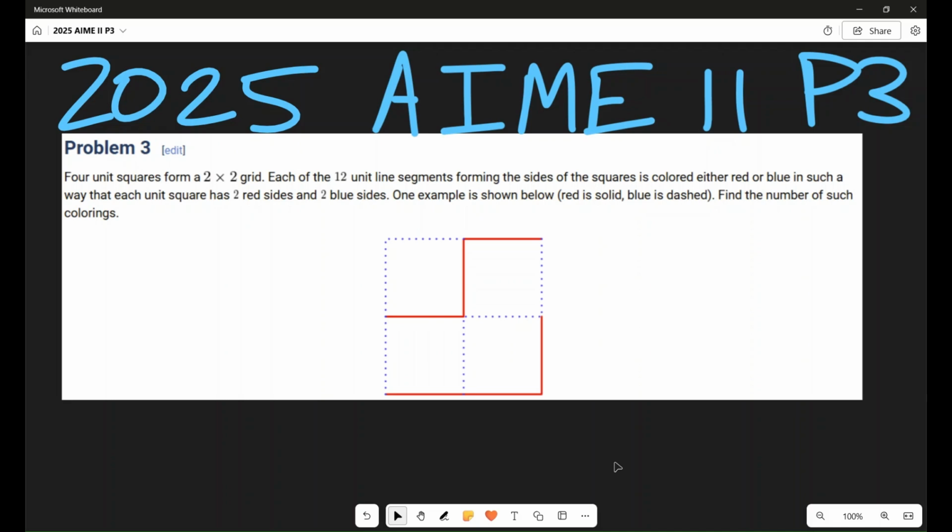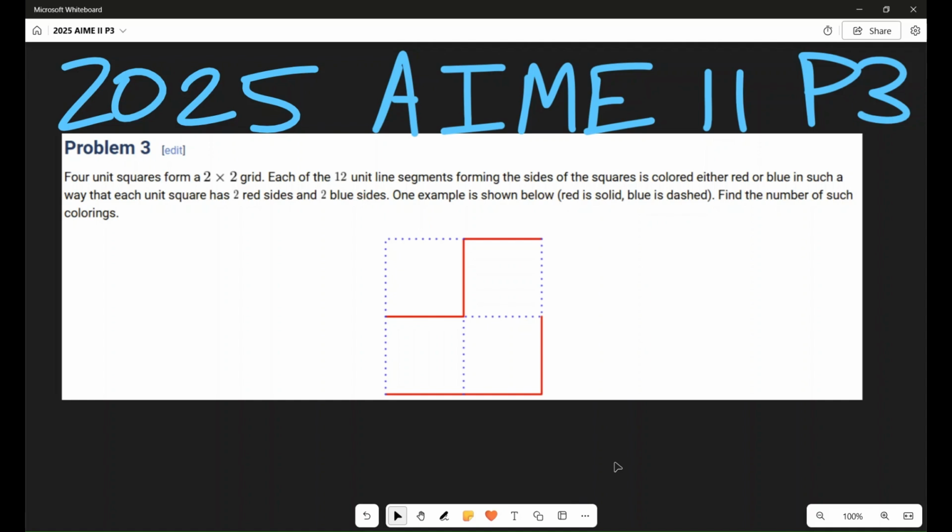In this video, we're going to be taking a look at the 2025 AIME II Problem 3. So let's get right into it. In the problem, we have this 2x2 grid with 12 unit line segments. And we need to color each of these unit line segments either red or blue so that each of the 4 unit squares has 2 red sides and 2 blue sides. And we need to find the number of ways that we can do that.